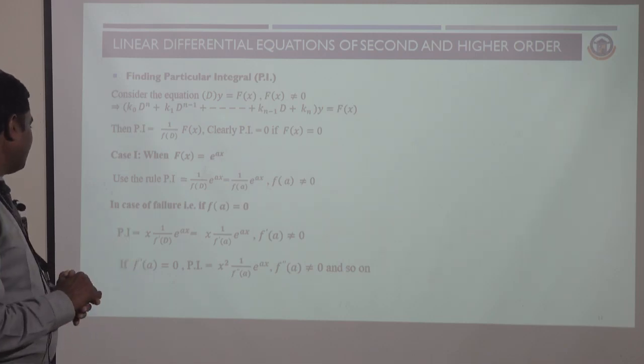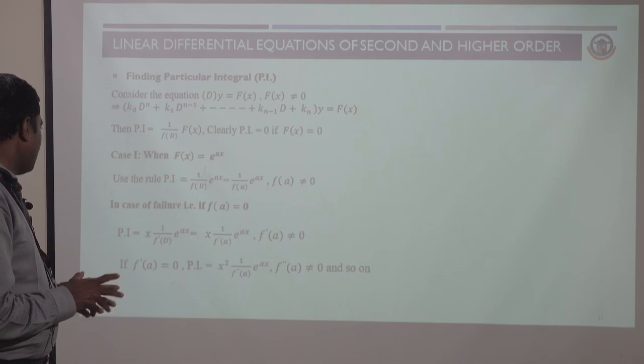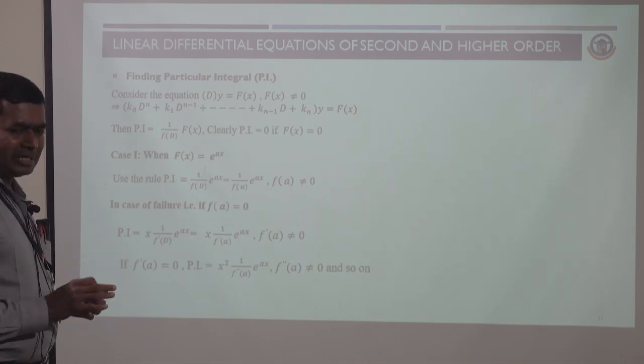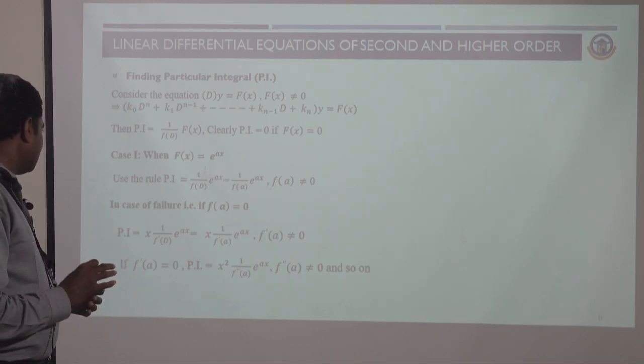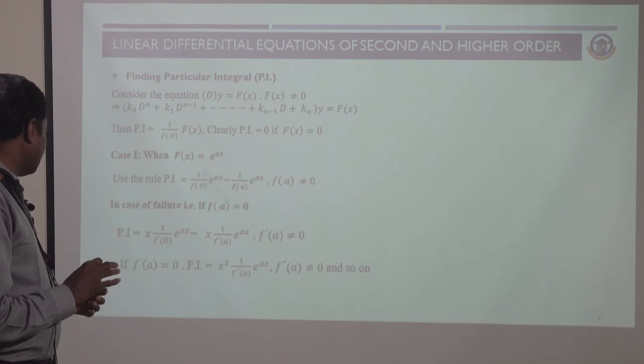Case 1: when F of x is equal to e to the power ax. So the right hand side is e to the power ax, that is equal to what? Let us assume that is capital F of x.